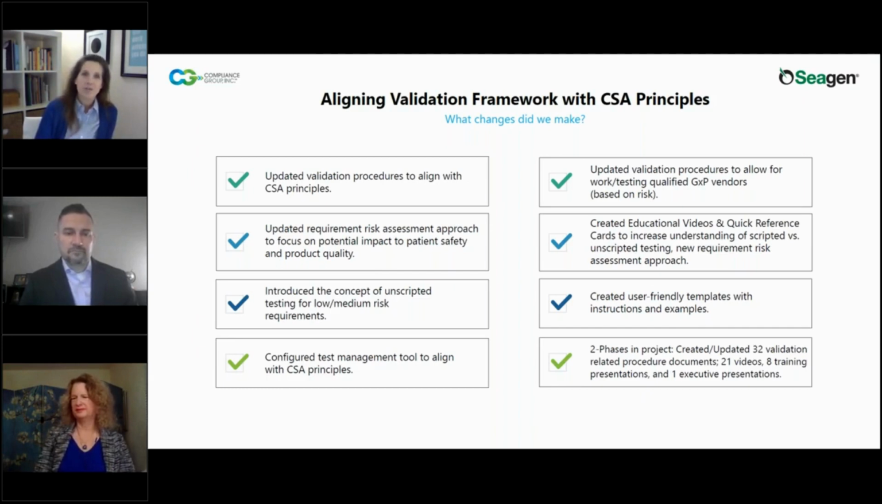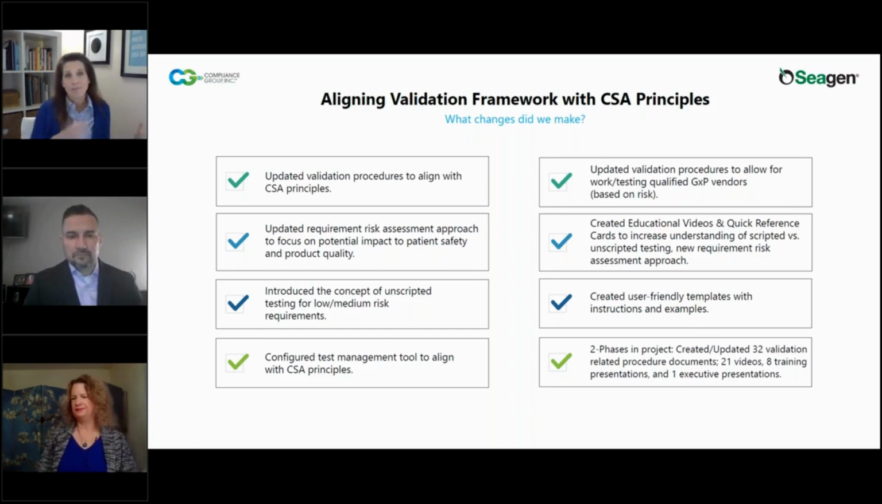What we did to align our validation framework with the CSA principles. Again, we did have to update our validation procedures to align with those concepts. So, looking at how we were assessing risk with our requirements, we did update our requirement risk assessment approach.